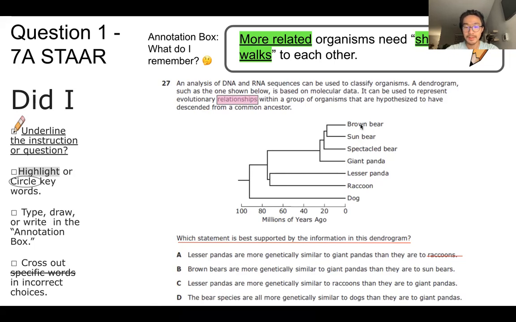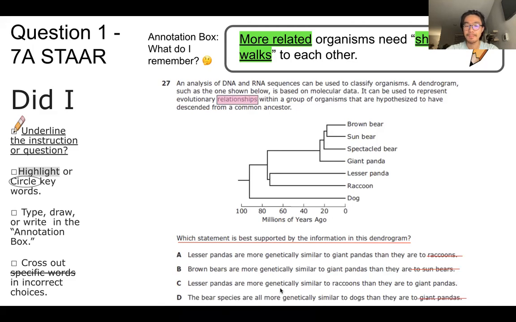Brown bears are over here. B says that brown bears are more genetically similar to giant pandas. So let's walk over to giant panda. Okay. Now let's walk over to sun bear, so from brown bear to sun bear. That's an even shorter walk. So we actually know brown and sun bear are more closely related because it's a shorter walk. So brown is actually more similar to the sun bear. So that makes it false.